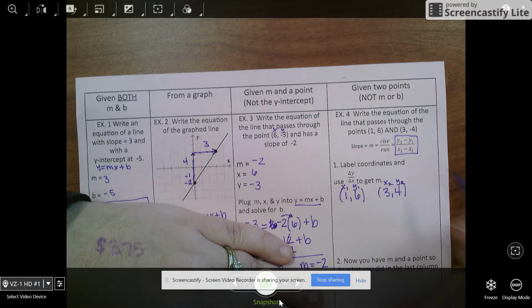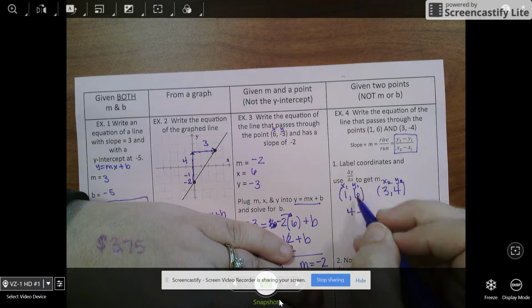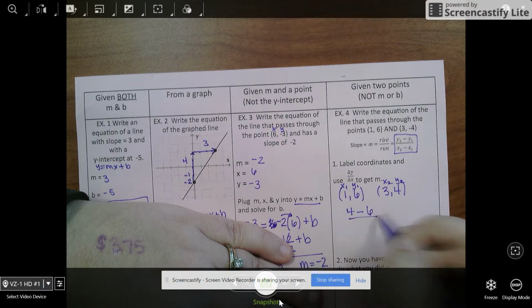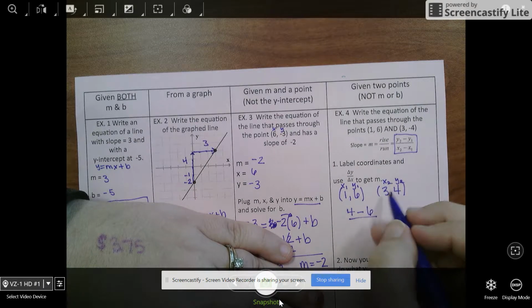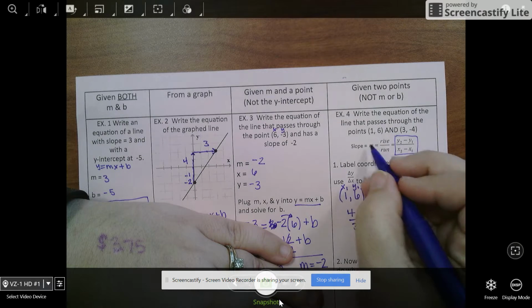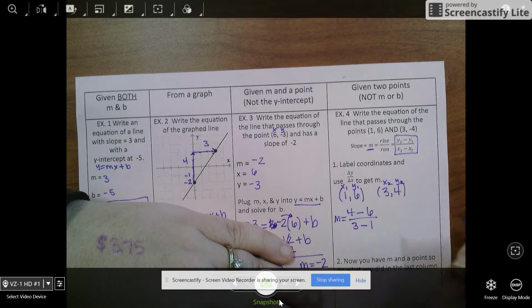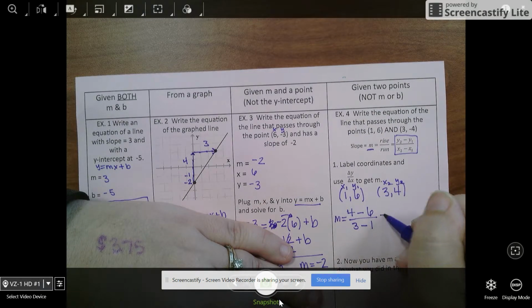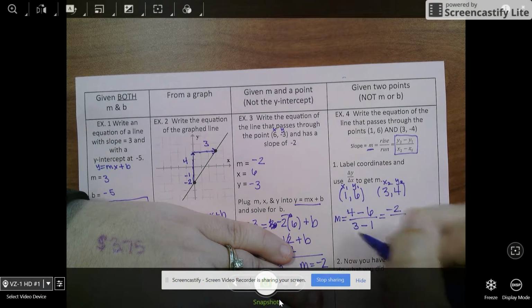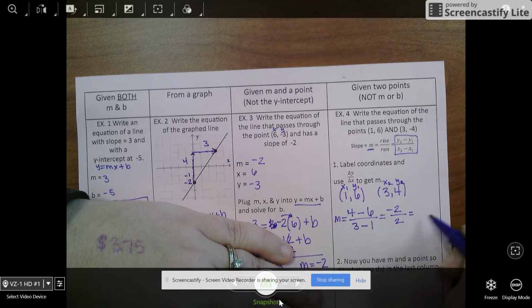So it's y2, which is this one, 4, minus y1, which is 6, over x2, which is 3, minus x1, which is 1. And this is going to give us the slope. So I'm going to write that too. Now if I do this, 4 minus 6 is -2, and 3 minus 1 is +2. Okay, so I can simplify that. -2 over 2 is actually -1.